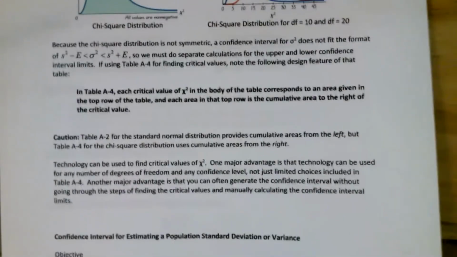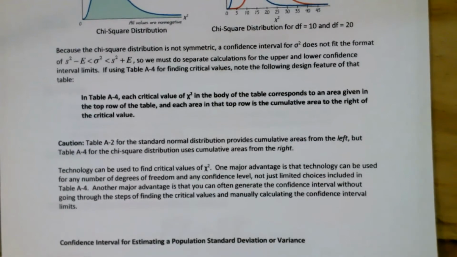Now, a word of caution is this. Table A-2 is for the standard normal distribution, and it provides the cumulative area from the left. But table A-4 for the chi-square distribution uses cumulative area from the right. Okay, I mentioned that earlier. So that's the difference between those two. Don't get those confused.